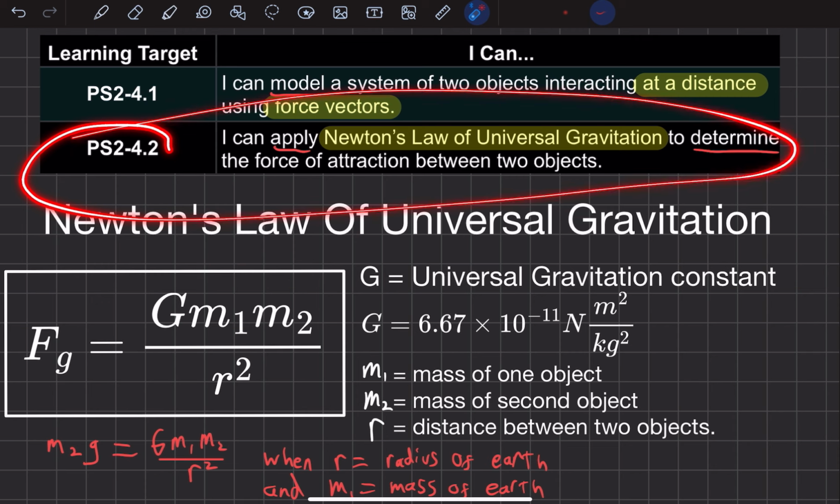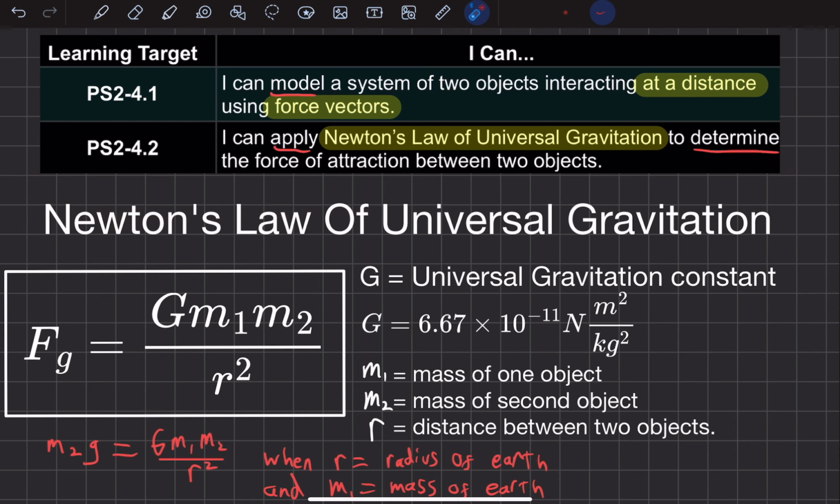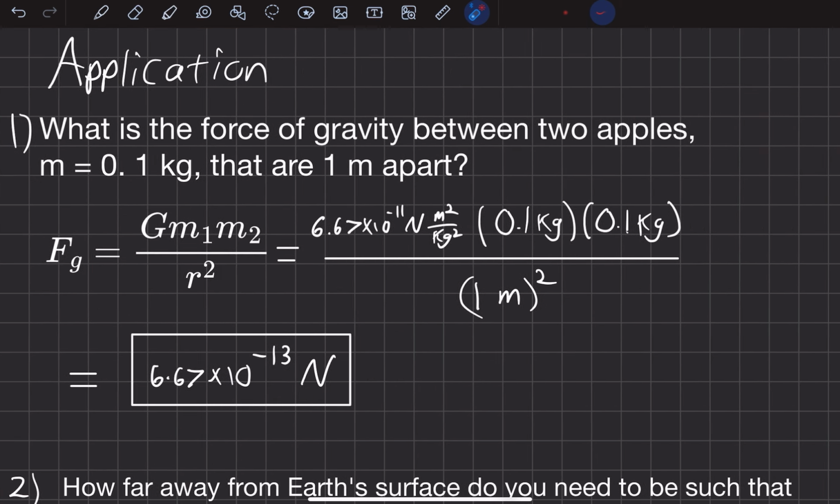Now let's go on to the second learning objective, which is all about applying this equation. It's about using the equation to, of course, determine the force of attraction between two objects. Or we could use it to determine any other of these variables if, for example, we knew what the force of gravity was. Here's an application of that.